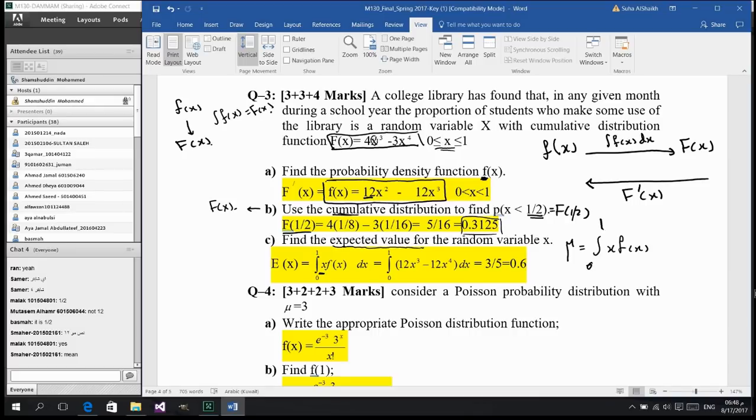This is my f(x). So multiply x by 12x squared minus 12x cubed. This is the result that you get. Integrate, substitute with the borders 0 to 1, and get the final result. Clear? Now the details, do them yourself. The integration details, do them yourself. Make sure that you know how to do it.